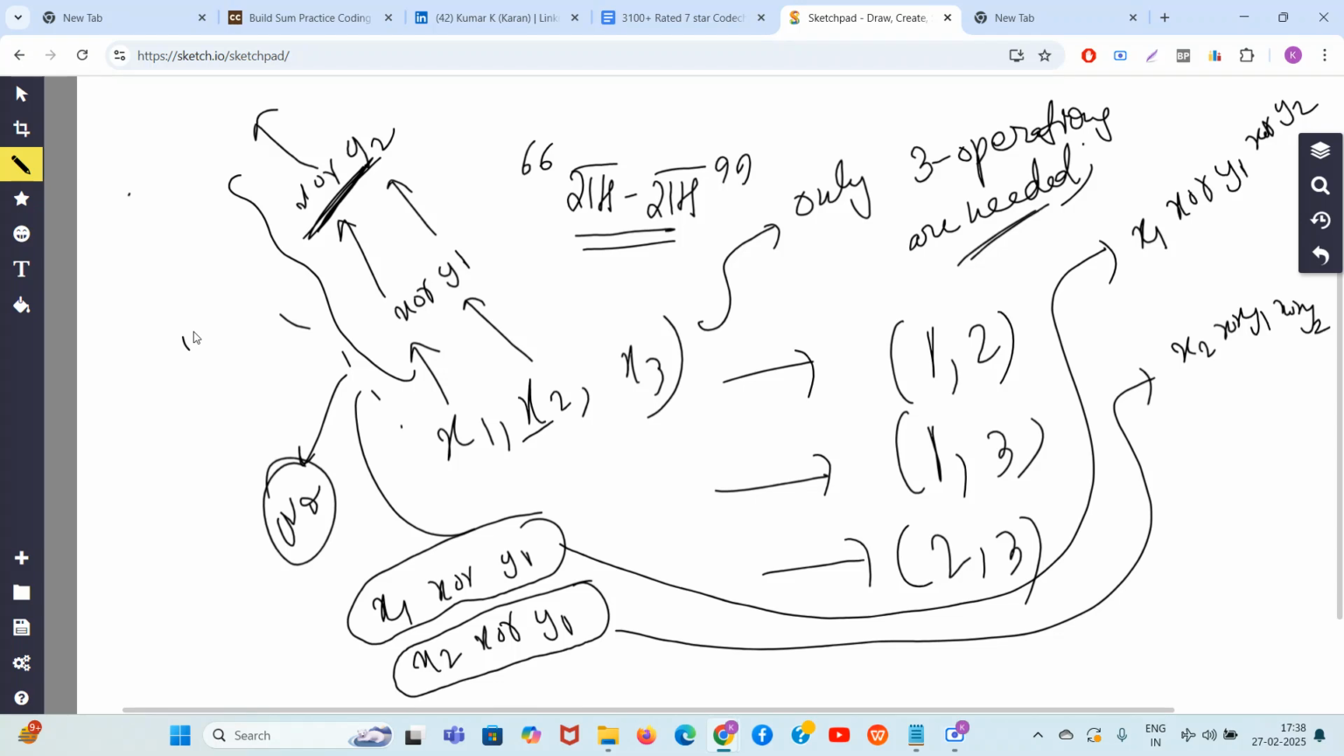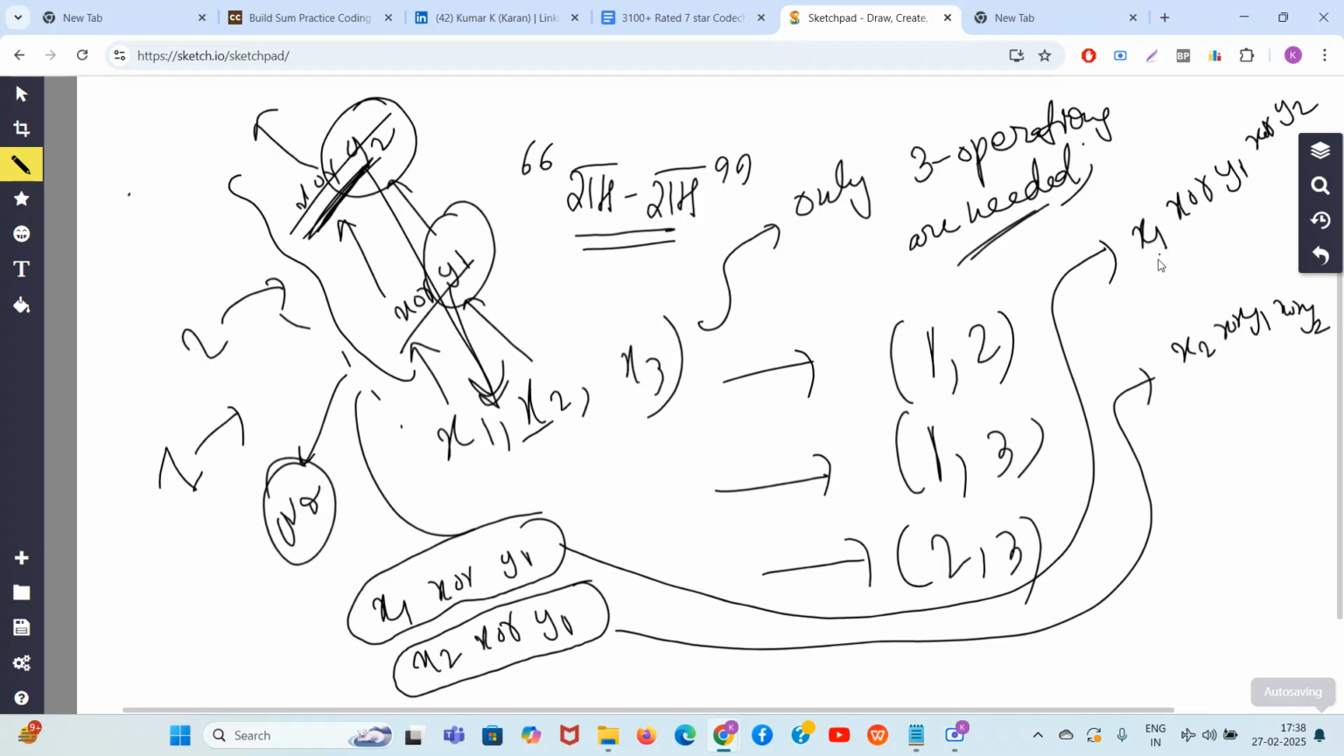You did two operations here. This could be achieved in just one operation. Just club the values of y1 and y2. Instead of doing XOR y1 to both of them, then XOR y2 to both of them, you can just do x1 XOR y1 XOR y2, x2 XOR y1 XOR y2.